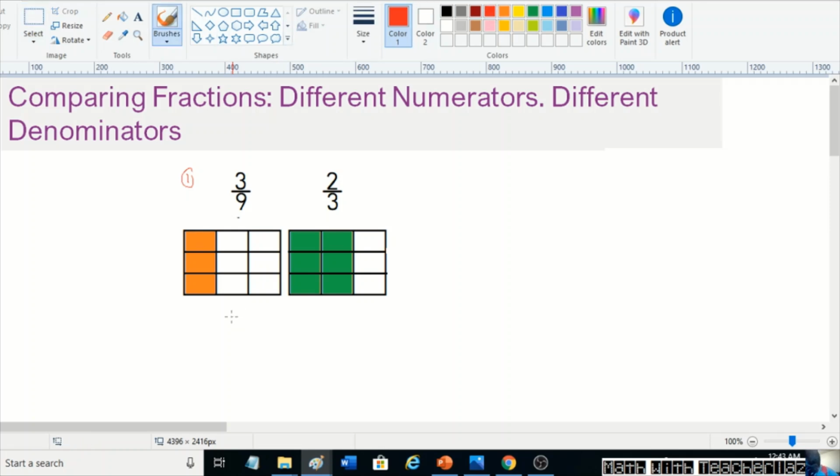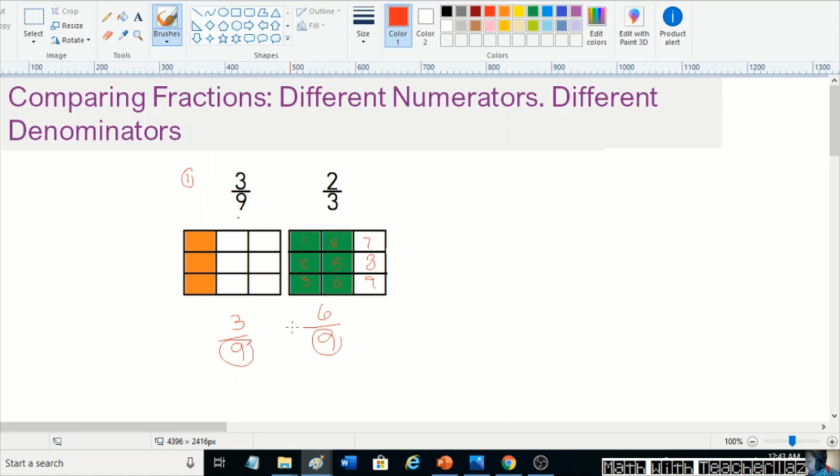Hopefully 3/9 stays as 3/9, but 2/3, we wanted them to be the same, so 2/3 actually became 1, 2, 3, 4, 5, 6, 7, 8, 9. So 2/3 became 6/9. So we end up comparing 3/9 and 6/9. Now we have the same denominator.